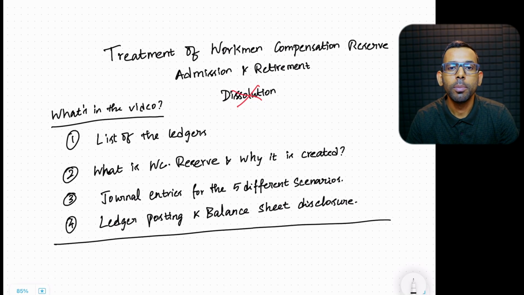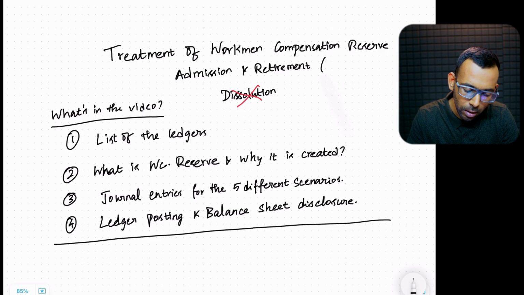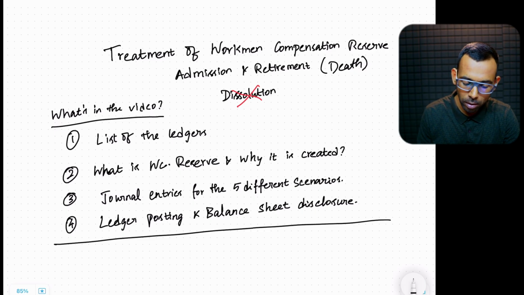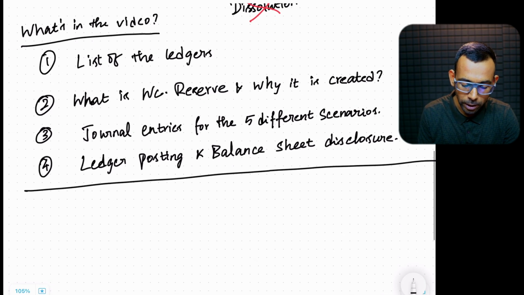In today's video, we will be discussing how to handle workman compensation reserve and workman compensation claim if they get asked in the admission and retirement chapter. You have to know very clearly that whatever we are going to discuss is only with respect to the admission and retirement chapter, and in very rare cases the death of a partner chapter as well. But whatever we are going to teach and you are going to learn in this video will not apply for the dissolution chapter.